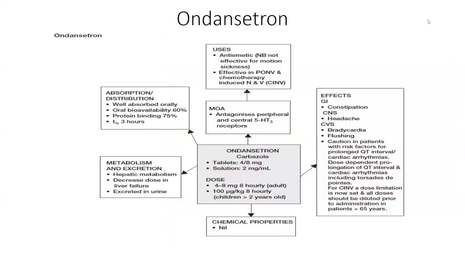Again, for ondansetron, just a quick summary. It antagonizes the peripheral and central serotonin receptors. It's used as an antiemetic and it's effective in postoperative nausea and vomiting, and also chemotherapy-induced nausea and vomiting. It is hepatically metabolized, so you need to decrease its dose in patients with liver failure. In terms of its side effects, it causes GI constipation, headache, bradycardia, and flushing. And then there's caution in patients with prolonged QT interval. You can't give it because it can push them into torsades.